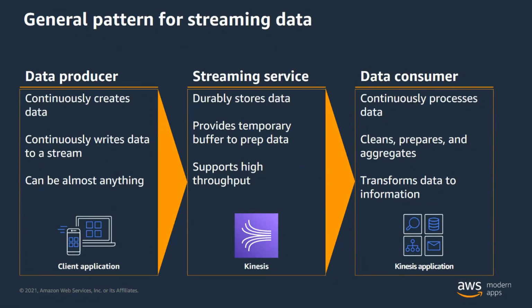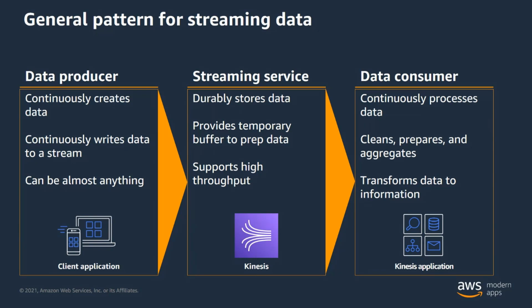Generally, this is the pattern for implementing a streaming data solution. Data producers continuously generate data and write it to a stream. A data producer could be a web server sending logs, or it could be an application server sending metrics, or it could be an Internet of Things device sending telemetry.